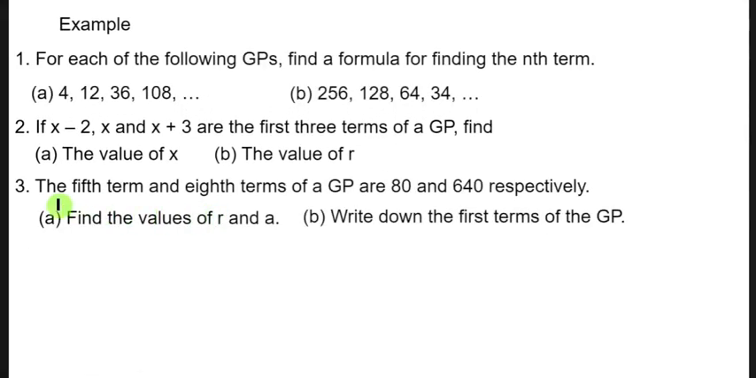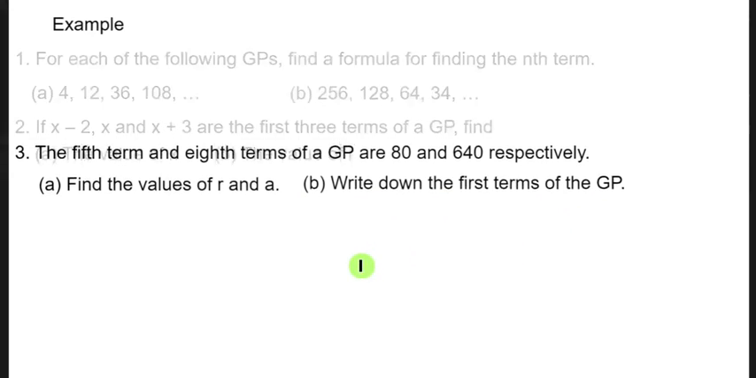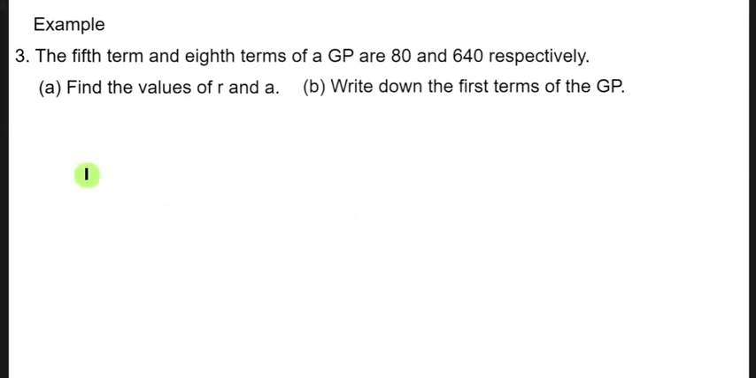So question 3, they're saying the 5th term and the 8th term of a GP are 80 and 640 respectively. A, find the values of r and a. B, write down the first terms of the GP. All right, so let's push this one up here and begin right away with the solutions.